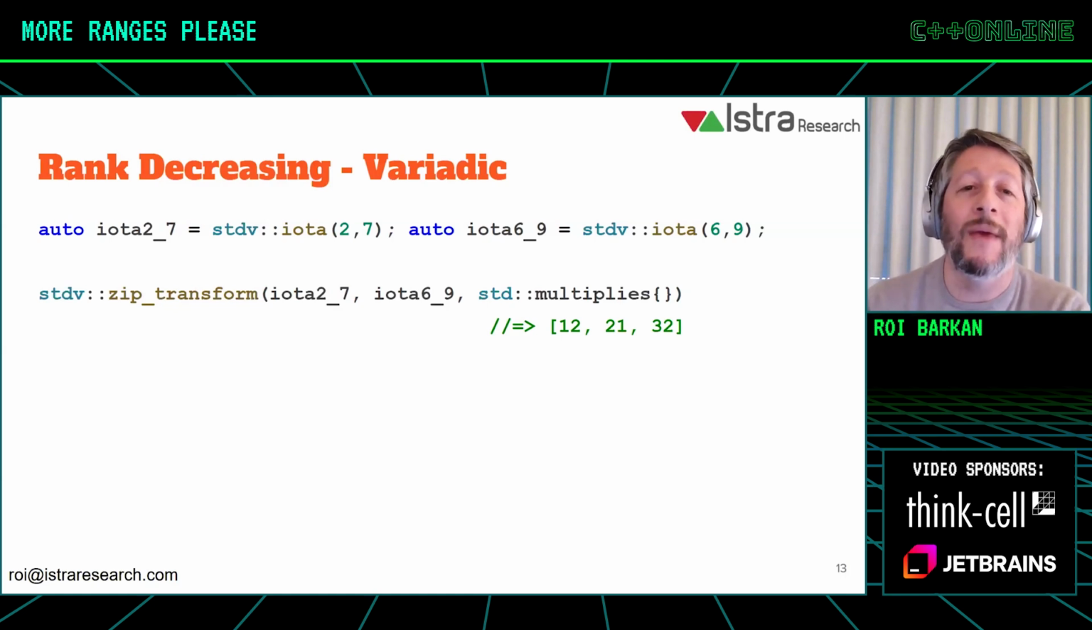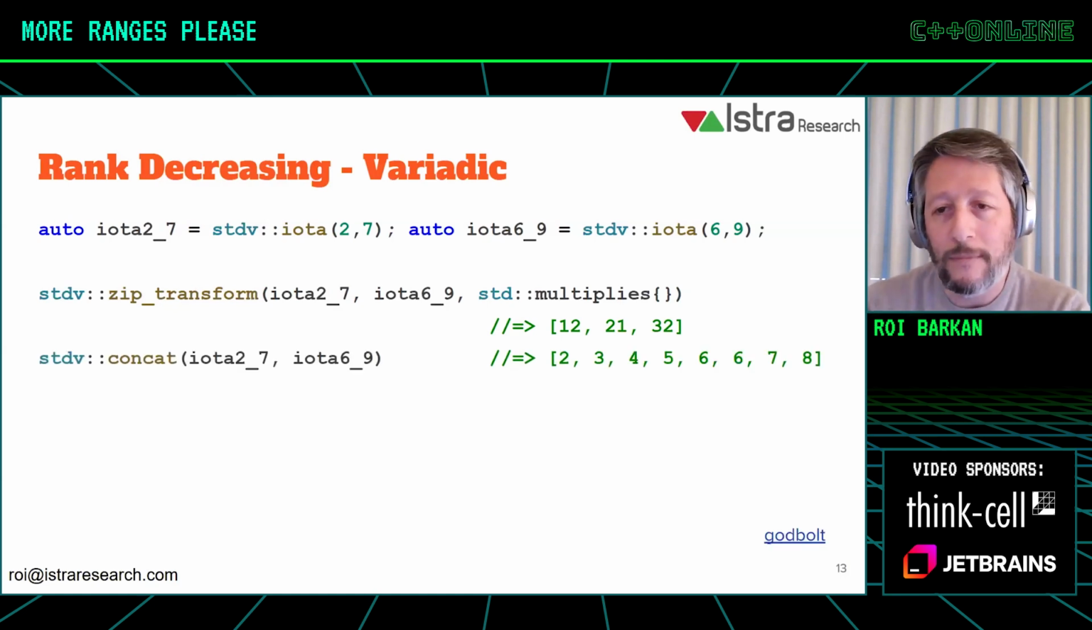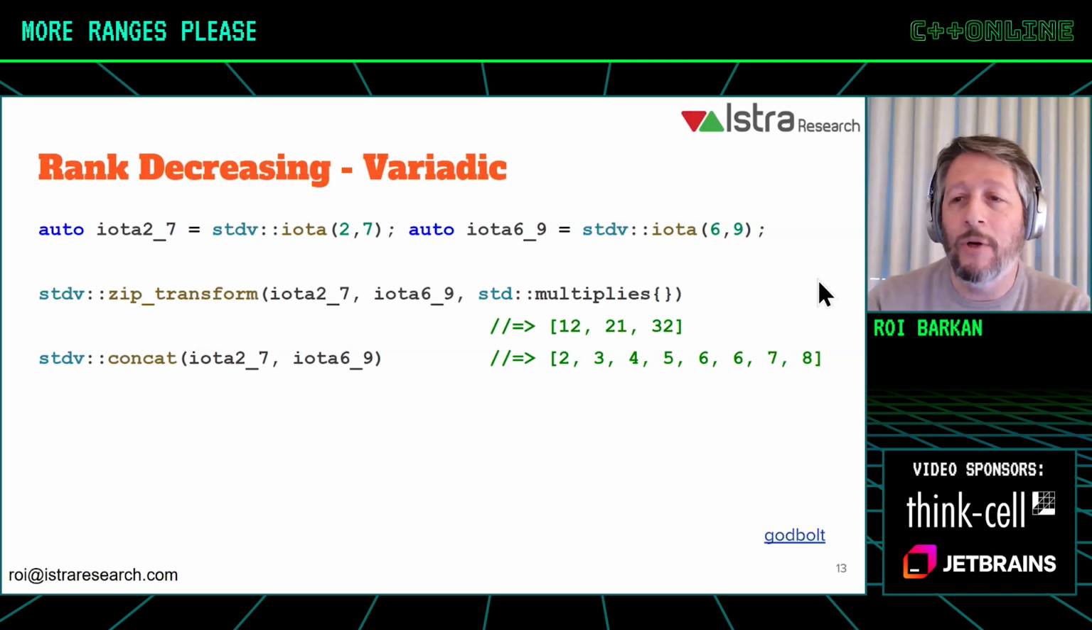So it takes just the minimal length of all of them. And then std::views::concat. It also converts a variadic range into a single one, but basically by just concatenating them. Okay, so I have the numbers 2 through 6, and then 6 through 9. I can concatenate them, and I get the entire range.